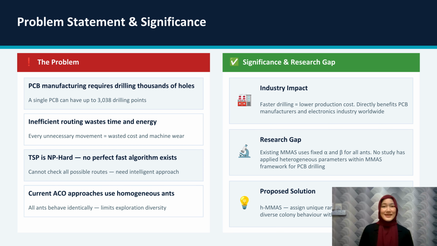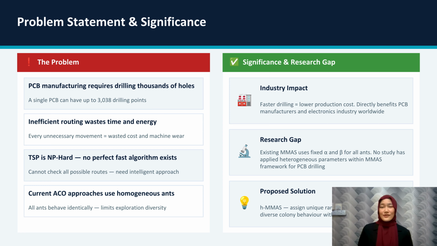So here's the problem. A single PCB can have up to 3038 drilling holes. The machine needs to visit every hole and return to where it started using the shortest possible route. This is a famous computer science problem called the traveling salesman problem, or TSP, and it is classified as NP-hard, which means the number of possible routes is so enormous that no computer can check all of them. For 3038 holes, the combinations are basically infinite. So we need a smart algorithm to find a good solution.